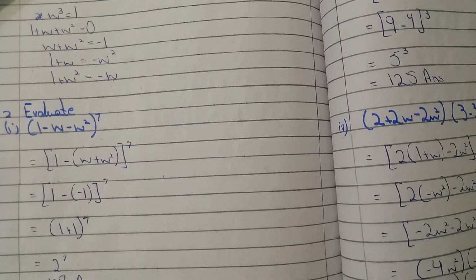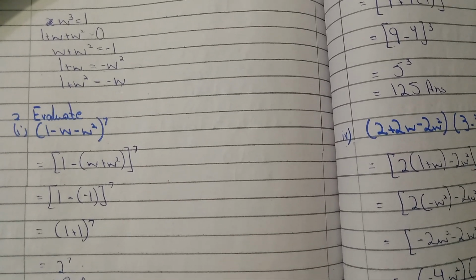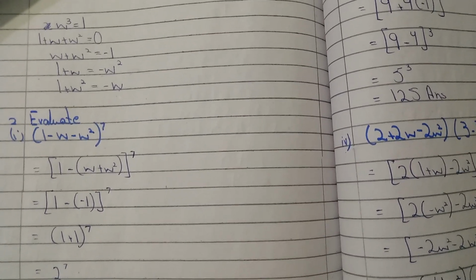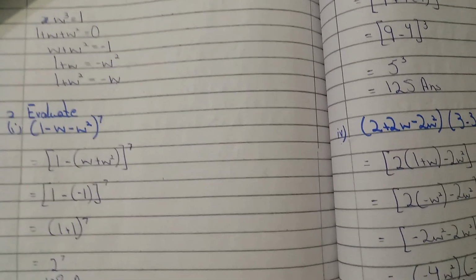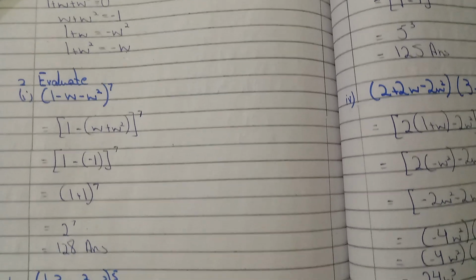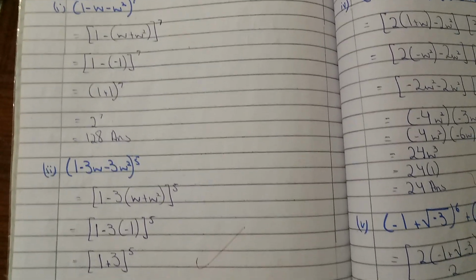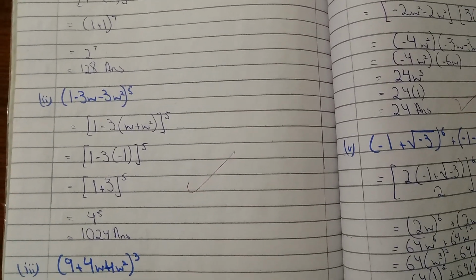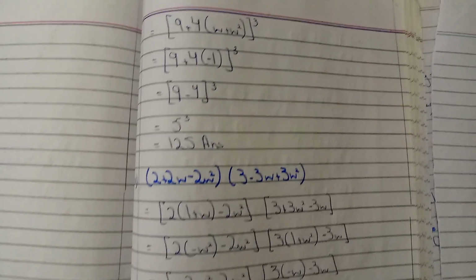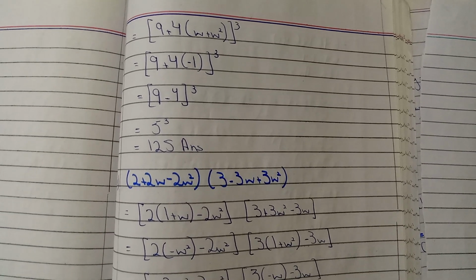So the first part is 1 minus omega plus omega square. We can take minus common. We have got omega plus omega square, its value is minus 1. Then it will become 1 plus 1 whole power 7, it will be 127. Similarly, in the next part we can take 3 common, the remaining value will be equal to minus 1, and by adding we have got 4 as well as 5, it will be 1024. Next part we can take 4 common and the remaining value minus 1, and we can multiply it by subtraction. We have got 5 cube, that is 125.